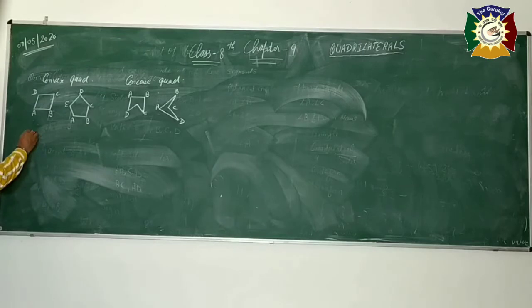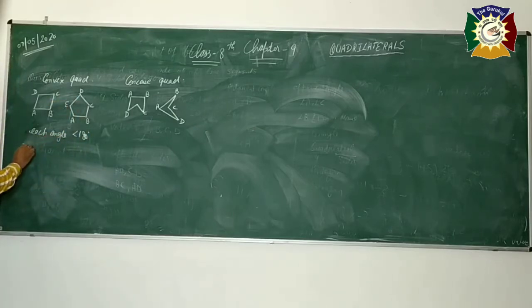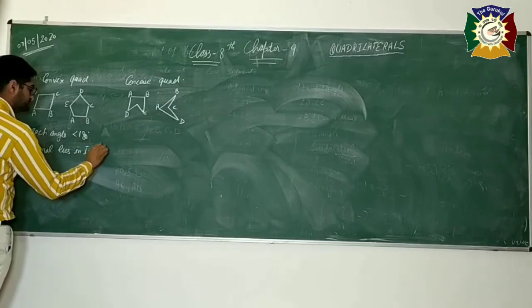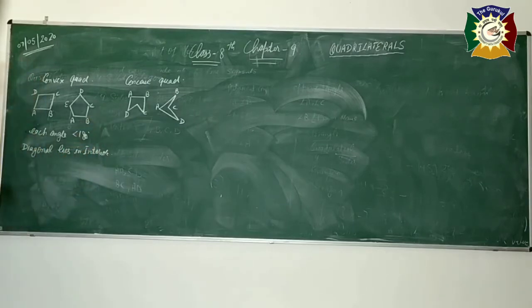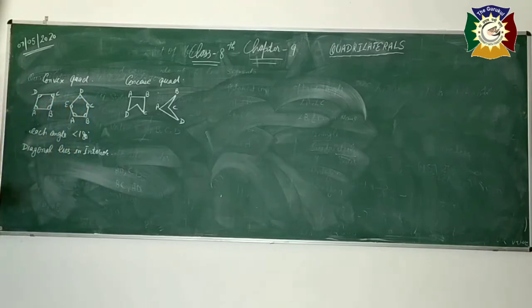Now, the condition is each angle less than 180 and diagonals lie in the interior. See, four angles are there: angle A, angle B, angle C, and angle D. And easily you can see that all the four angles are less than 180 degrees. In this you can see all the four angles are less than 180.